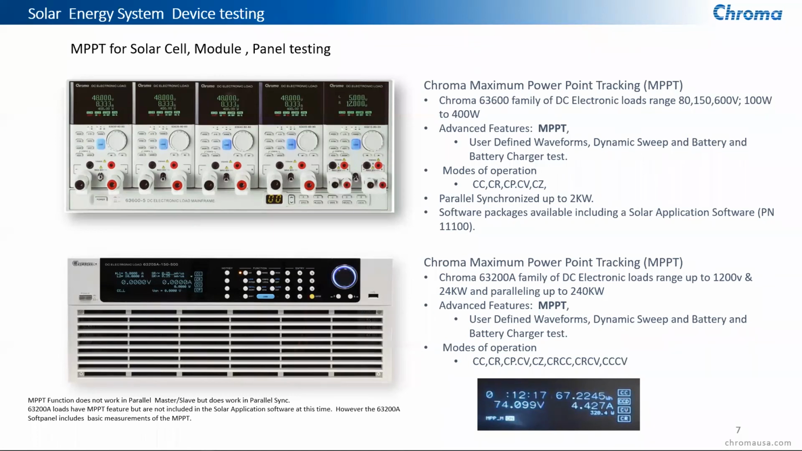The loads themselves come in two different versions. One is our modular 63600 family of product. They go all the way up to 400 watts and can be paralleled up to 2000 watts in a single mainframe. And then above that, we can go into higher voltages, higher power with our 63200A family of product, which is the one on the bottom. And with this unit, it still has the same maximum power point tracking feature built into it. And with that, you can do the same test just at a much higher power level.